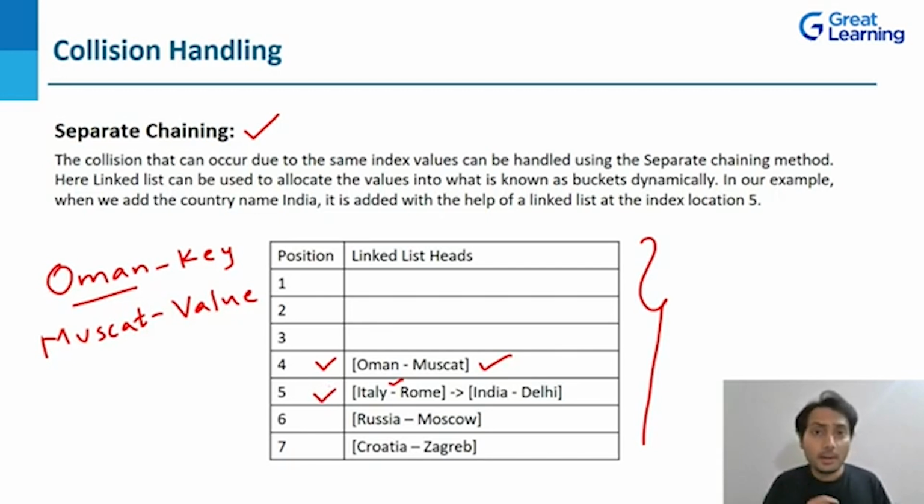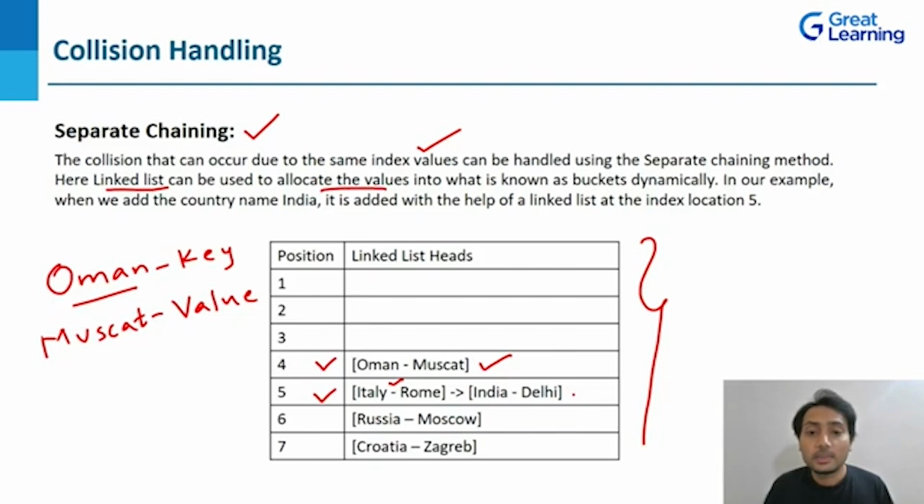Now the problem occurs when there is one more country with the same length. That is, we have India with the same count. So how do we solve this problem? For that, we can use the separate chaining method. Due to the same index values, we use the linked list. With the help of this, we can allocate the values in a chain format.